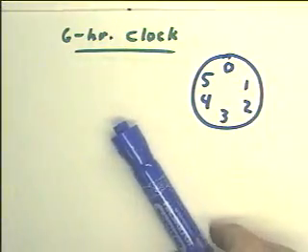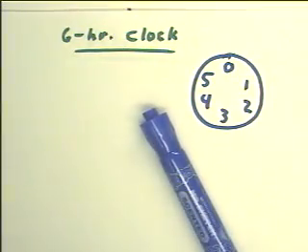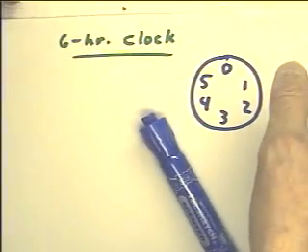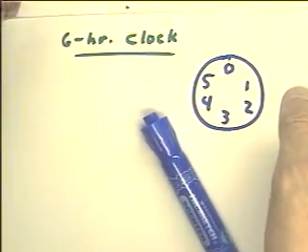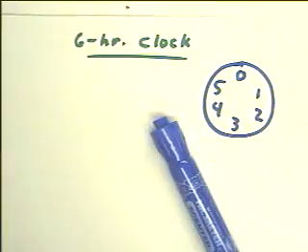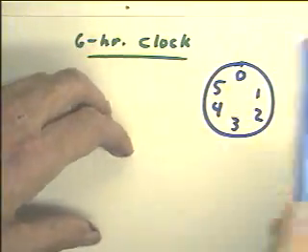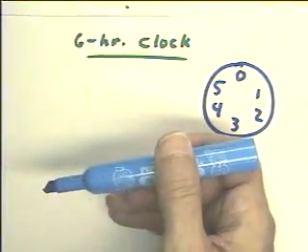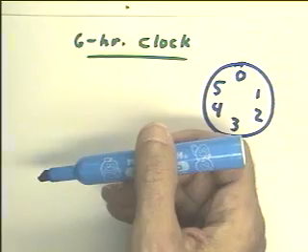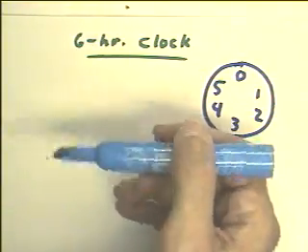Now I suggest that before you watch the rest of this clip, you pause and actually construct a 6-hour clock instead of watching me construct it, because I'm not going to construct it in all the detail I did with a 5-hour clock. Hopefully you've paused and constructed your own multiplication and addition tables for the 6-hour clock.